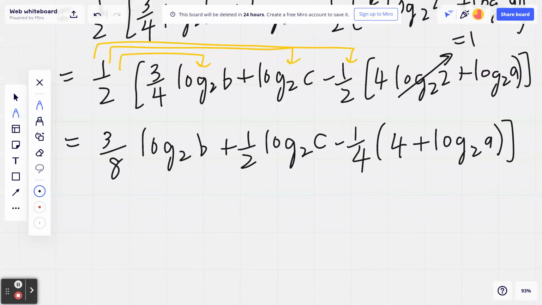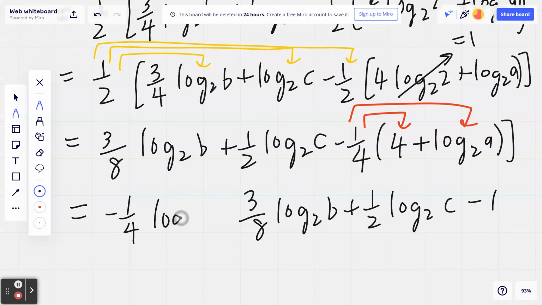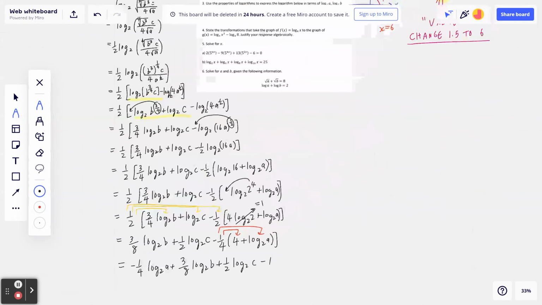Now watch this final step, right? I want to express everything in sequence. So I am going to keep the 3 over 8 log base 2 of b. I am keeping half log of base 2 of c. But look what happens when I expand this. Let me go back to the same idea of using the arrows. Negative a quarter times 4 is negative 1, which I'm putting at the end. And that negative a quarter, log of base 2 of a, which I'm putting at the front. So I believe this is how you do it. And you're expressing it in terms of log of base 2 of a, log of base 2 of b, and log of base 2 of c. Okay.